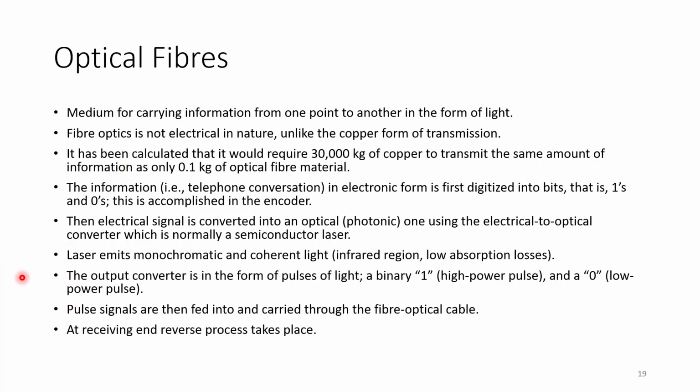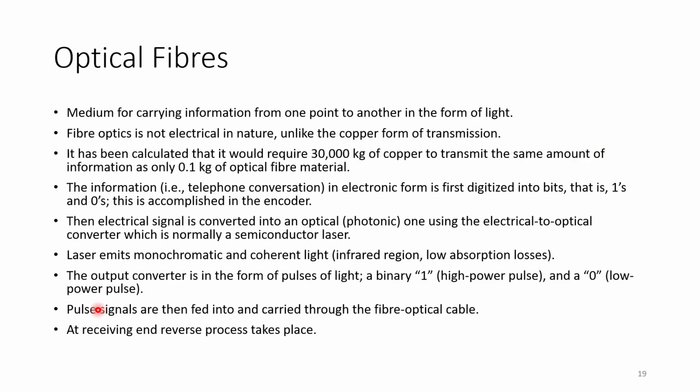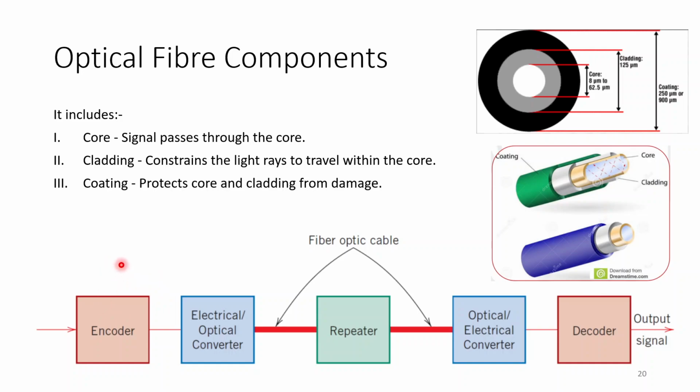The output of the converter is in the form of pulses of light, a binary 1 having a high power pulse and 0 having a low power pulse. The pulse signals are then fed into and carried through the fiber optical cable. At the receiving end, the reverse process takes place. This is the simpler form of the previous one that I told earlier.